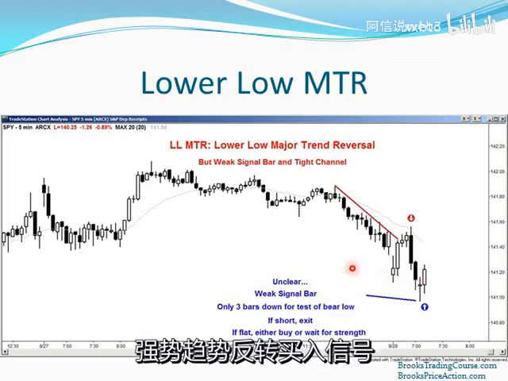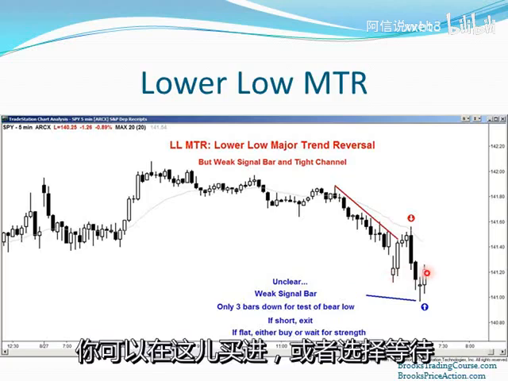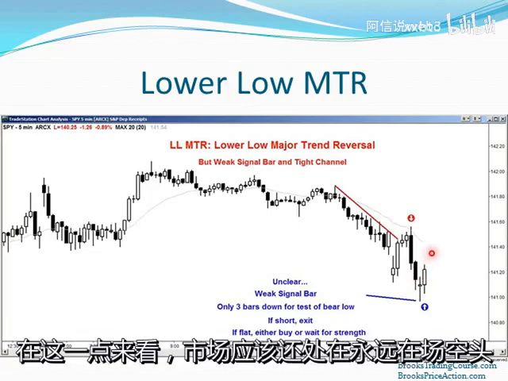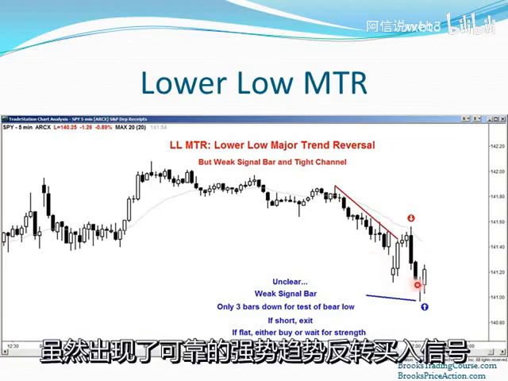If you're short, I definitely would get out of any short at this point, because this is a reasonable major trend reversal buy signal. If you're flat, you could buy here, or you could wait for further evidence that the market has become always in long. At this point, I think the market's still always in short, even though it's on a valid major trend reversal buy signal.